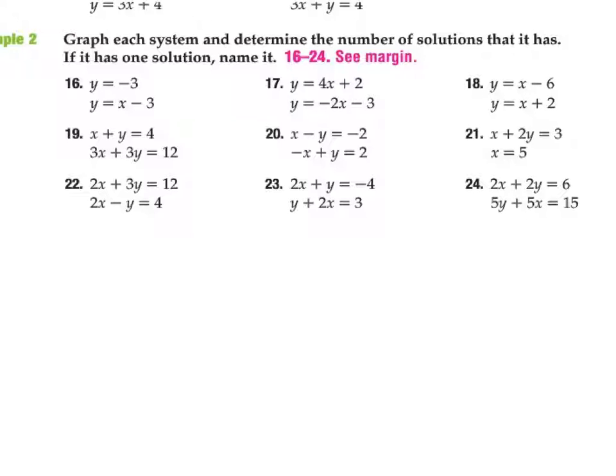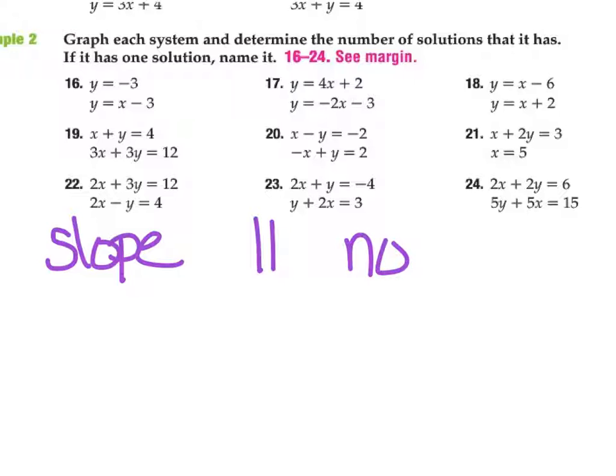So if the slope is the same in both equations, that means the lines are parallel, and that means there are no solutions. Alright?